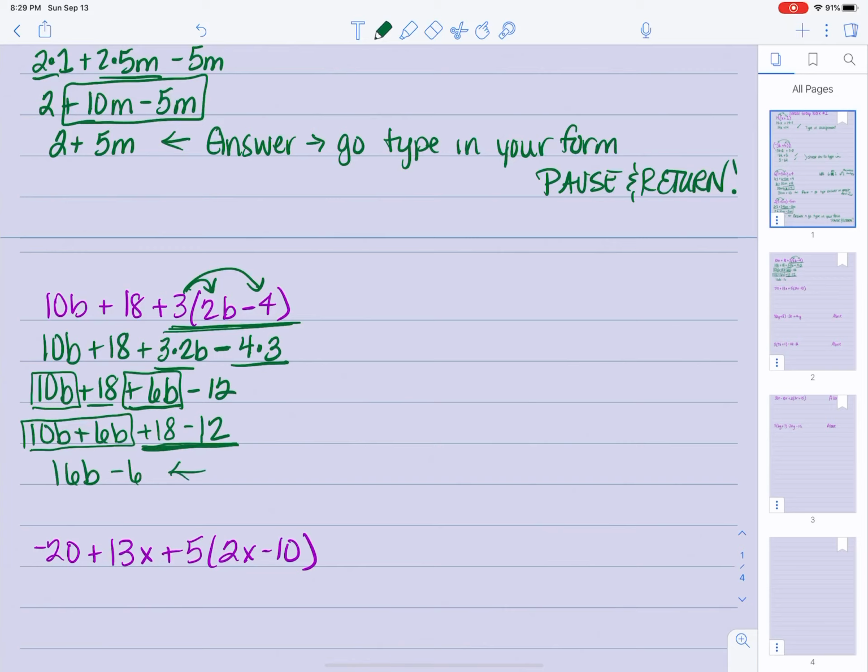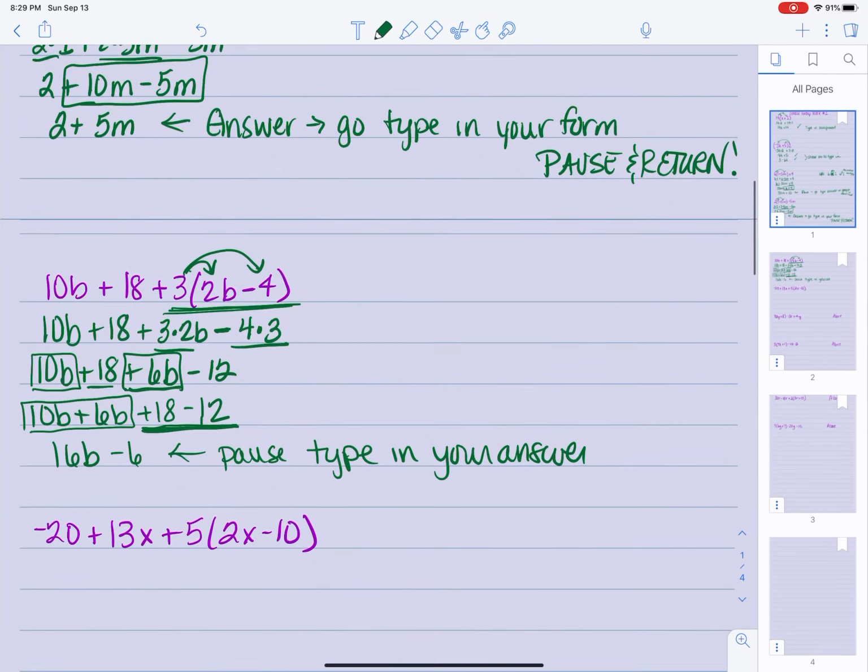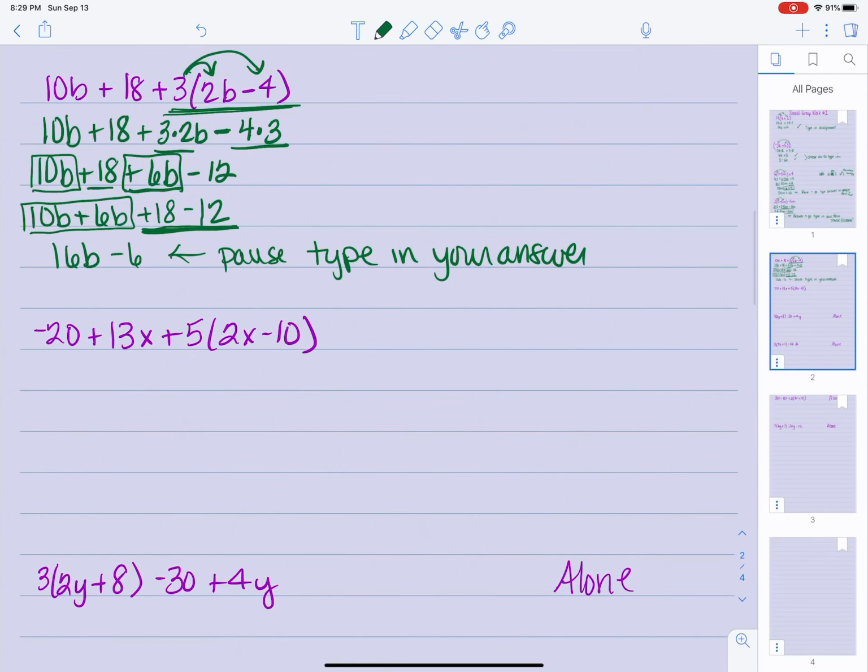So push pause. Type in your answer. We're going to do this one a little differently, okay, because you're going to have to start doing these things alone. So on this one, you're going to push pause at a different time, okay?